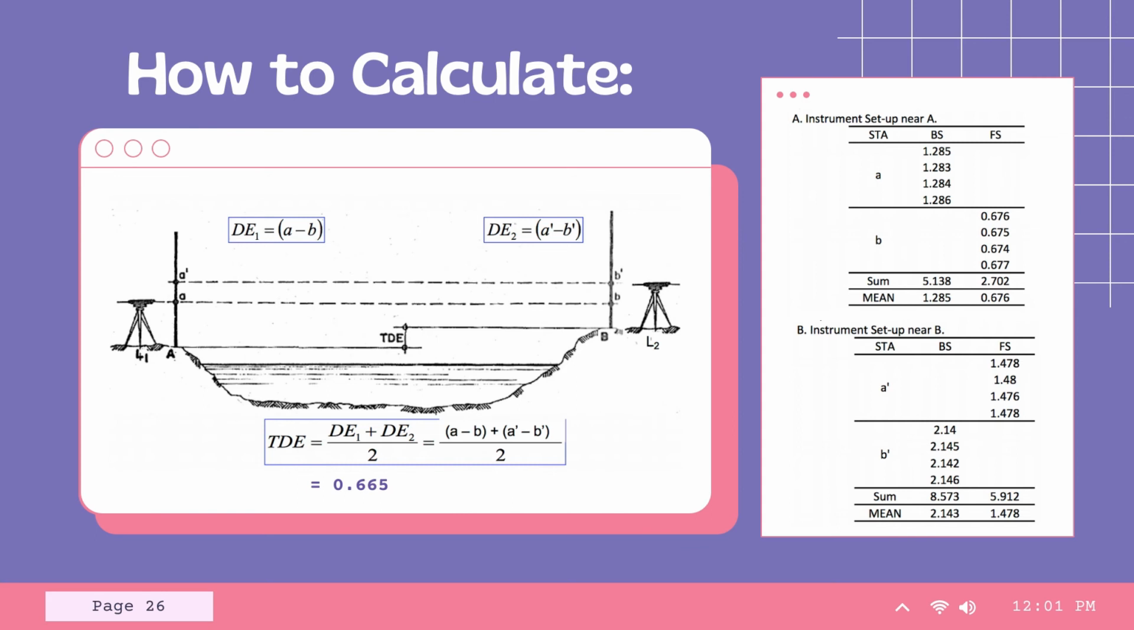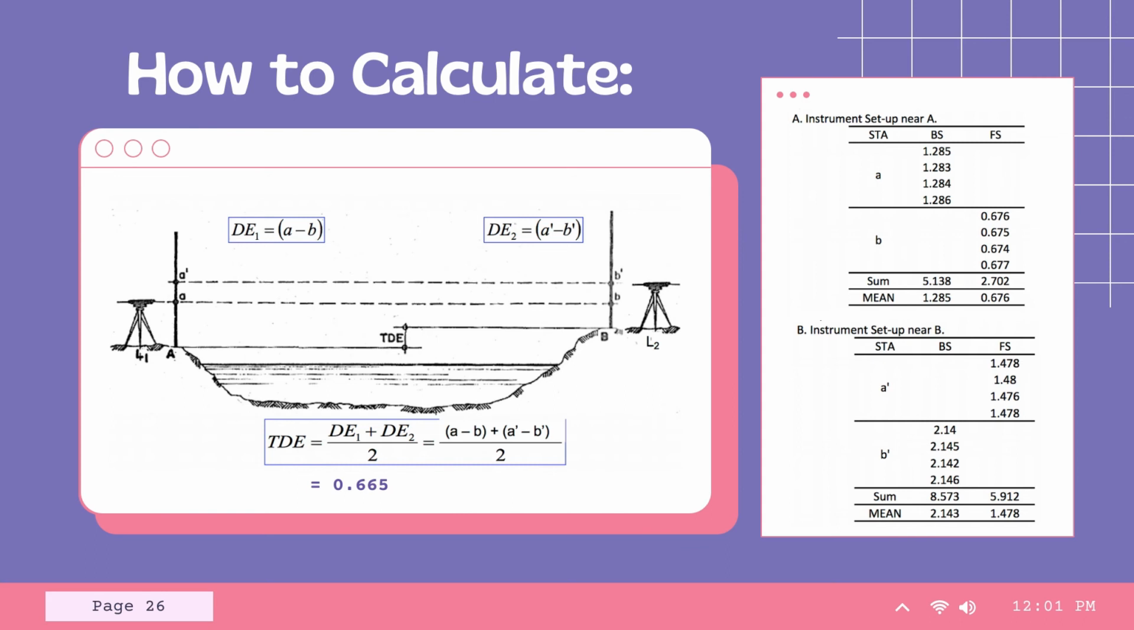We label this as BS or backside. From the same position, we measure point B's distance from the ground. We label this as FS or foresight and take 4 trials as well. We calculate the sum for each BS and FS and then get the means of both BS and FS.